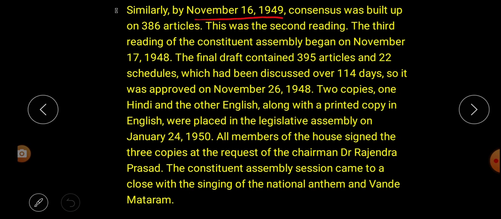Second reading November 16, 1949, third reading November 17, 1948, and the final on November 26, 1949. In this final reading or final approval, it took almost 114 days to finalize, and they finalized how many articles? 395 articles and 22 schedules.